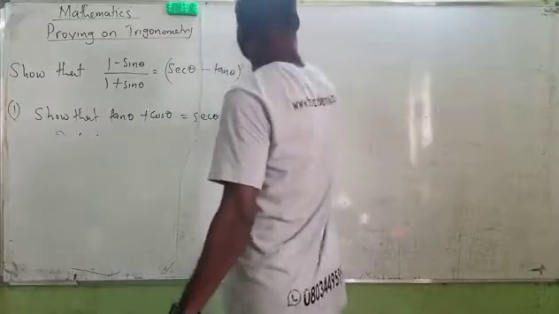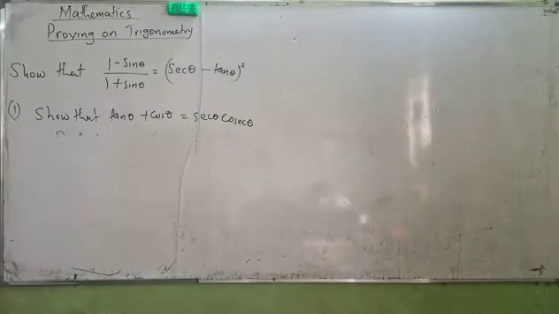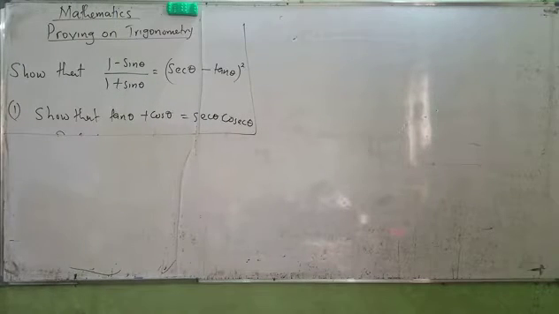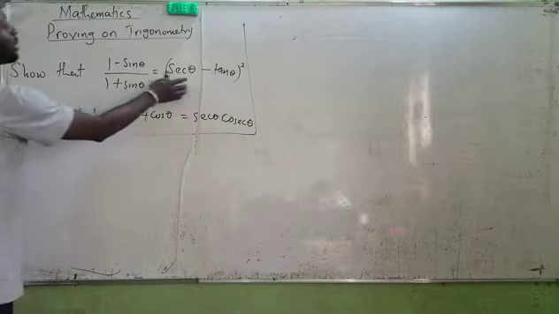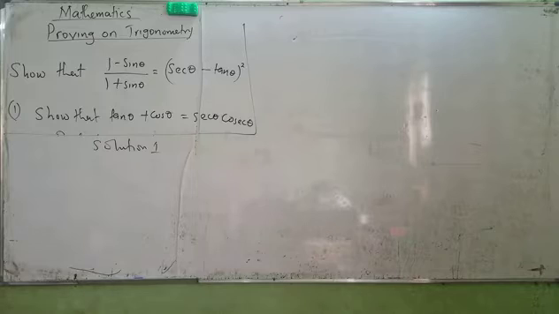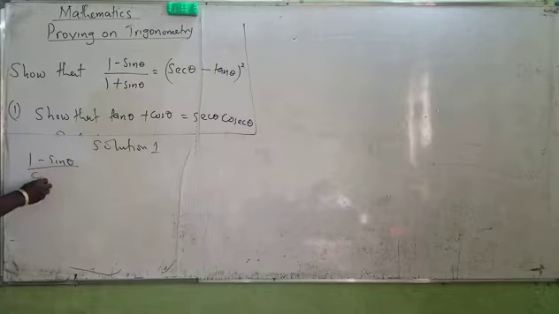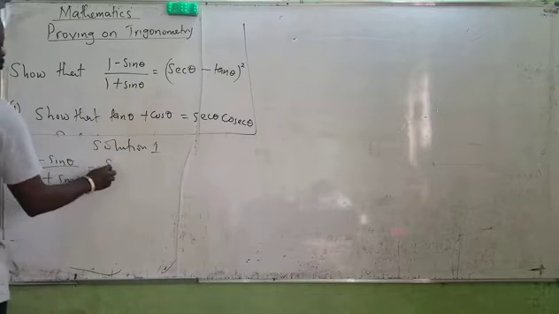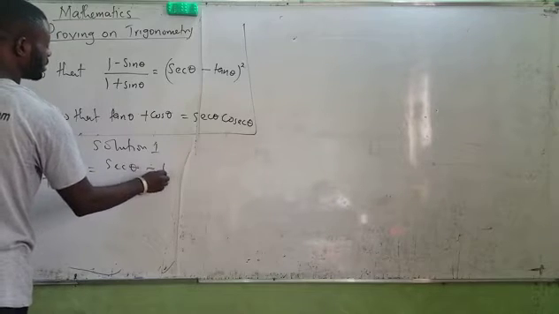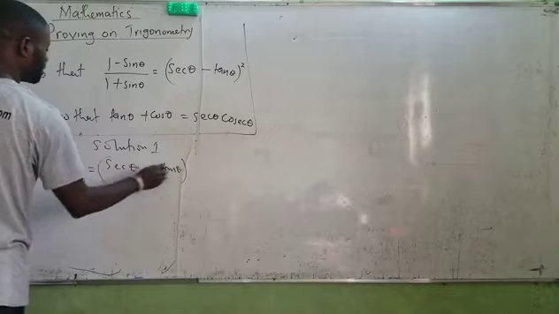Now, okay, I have this problem. Permit me to write this. I want to solve this problem, to show that this equals this. Solution to this problem, question 1. This is the question: (1 minus sine theta) all over (1 plus sine theta) can be equal to (sec theta minus tan theta) squared.